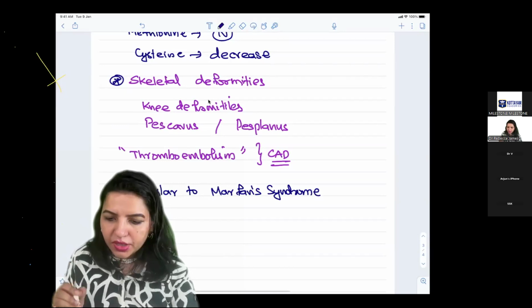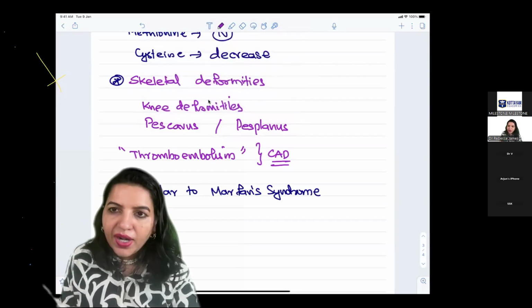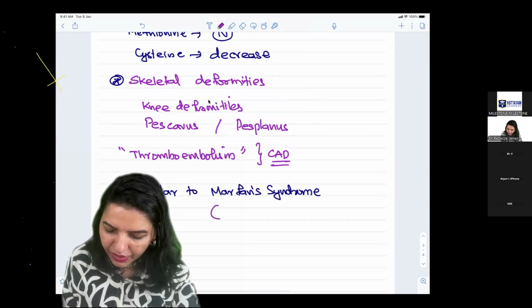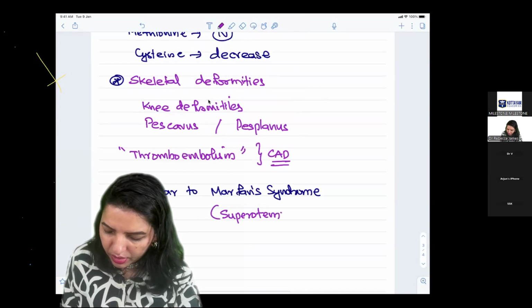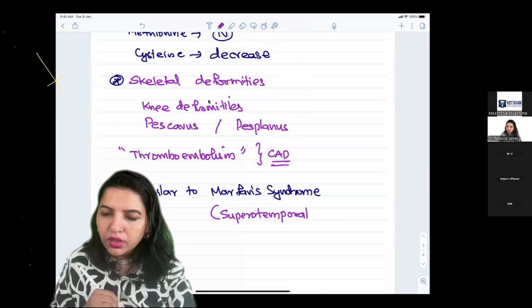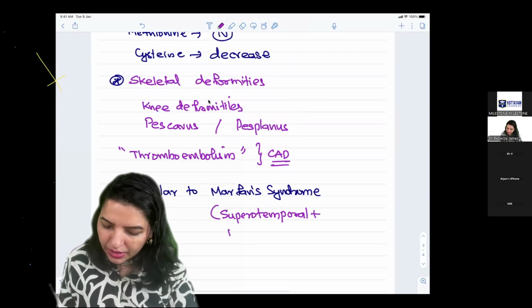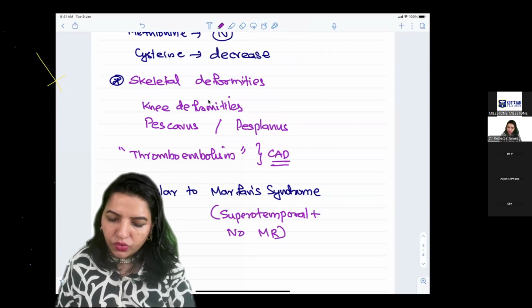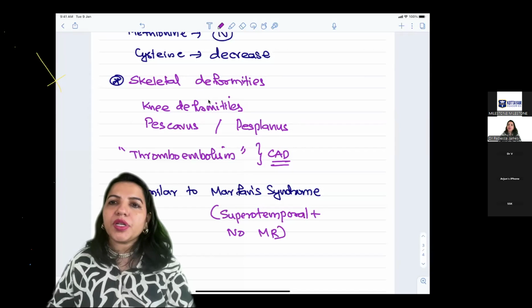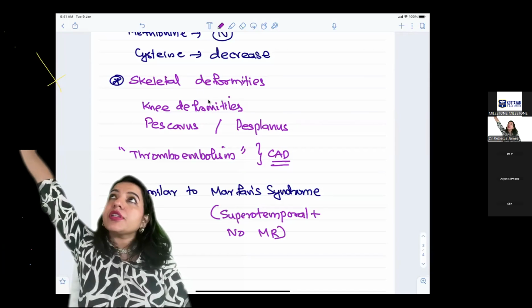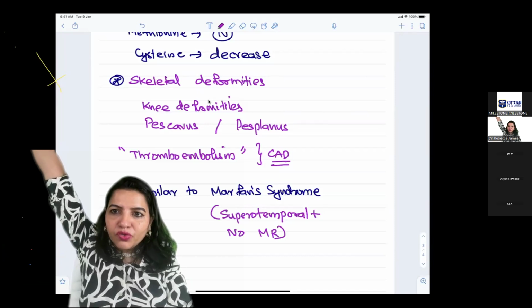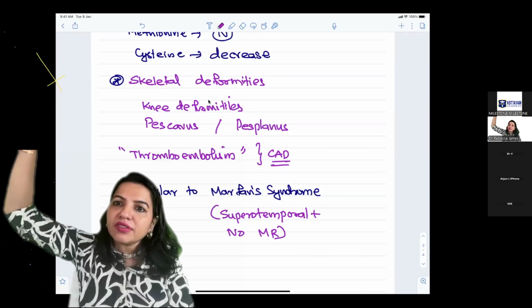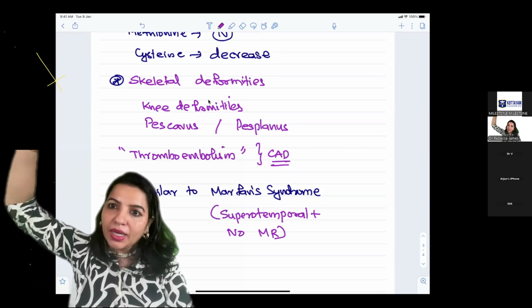But in Marfan's syndrome, a few differences are there. One is that the dislocation of the lens is superotemporal, plus there is no mental retardation in the case of Marfan's. So these are the two differentiating features. You can remember it like this: where can you find the fan? On the roof, right? So in Marfan's, the dislocation is superotemporal.